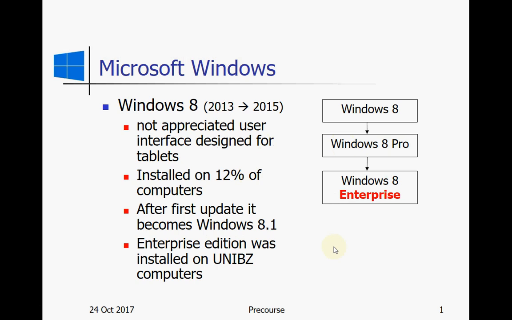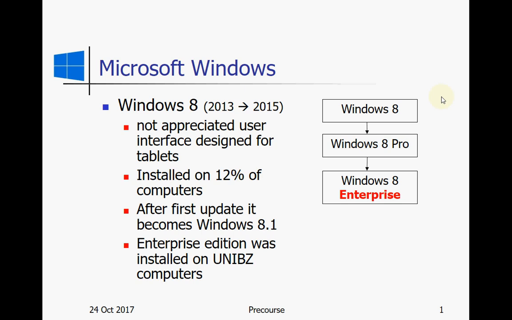Microsoft regularly produces a new version of Windows. We had Windows Vista, Windows 7. In 2013, Microsoft produced Windows 8, which lasted only a couple of years. It was produced in 3 different editions: Windows 8, Windows 8 Professional, called Pro, and Windows 8 Enterprise, which was installed here on UniBZ computers. Some old computers probably still have it installed. It was not appreciated at all for its user interface, which was designed more for tablets than for computers.